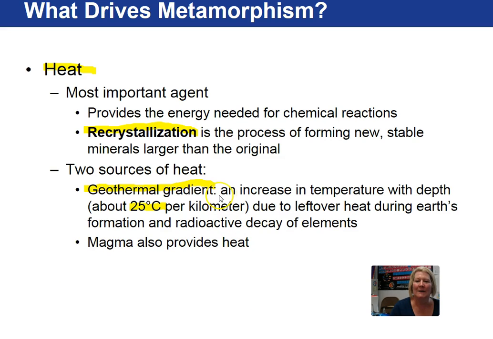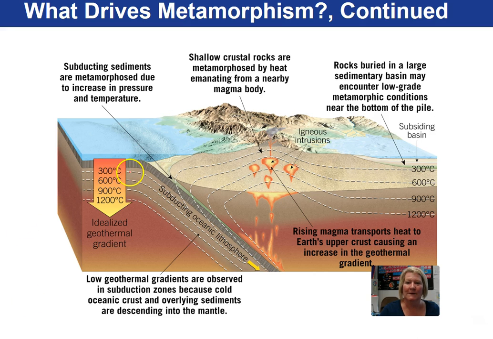So I did a modification here for two sources of heat. I put due to leftover heat during Earth's formation and radioactive decay of elements. I think that better defines it. Also, we have magma that intrudes into the Earth's crust and provides heat as well. These dashed white lines are showing the Earth's geothermal gradient.